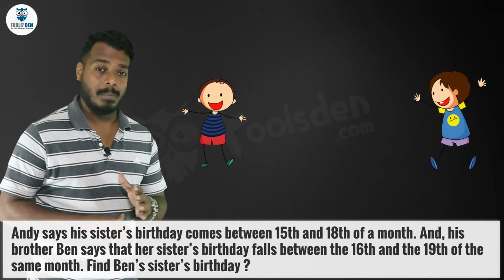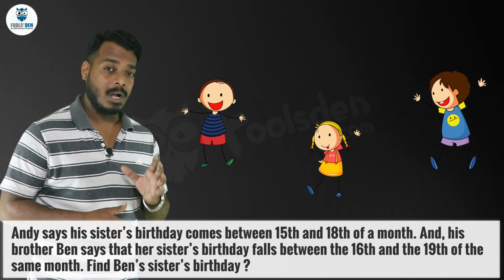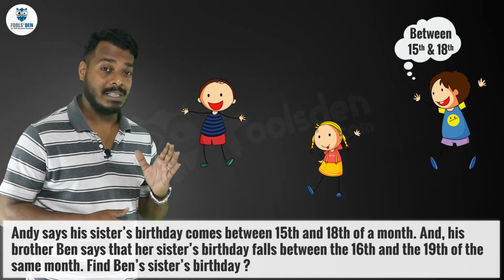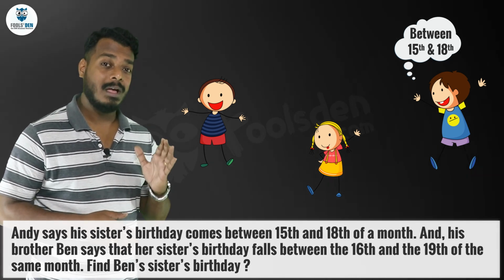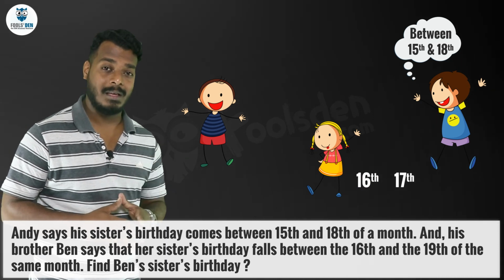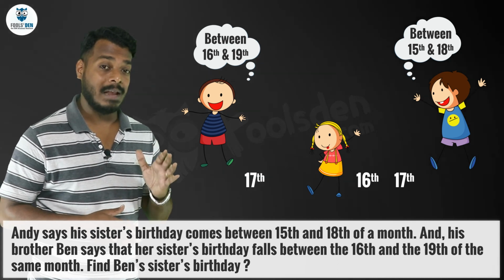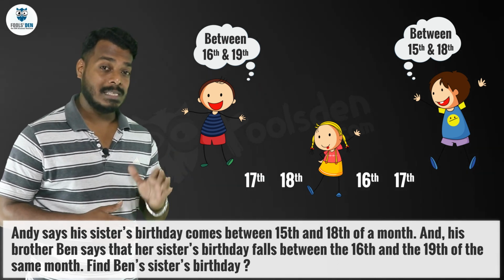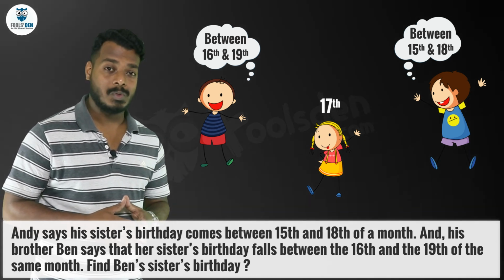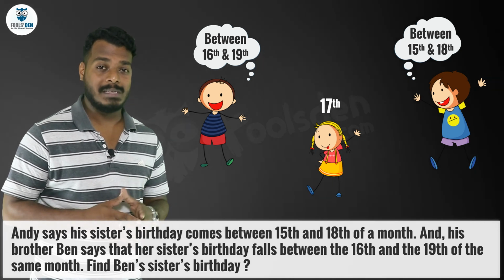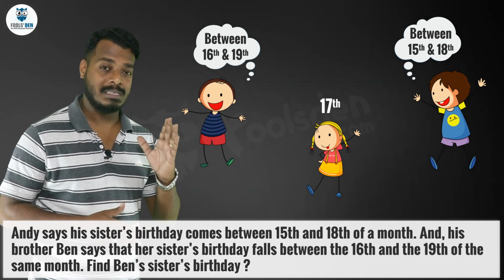See, Andy and Ben, both of them are talking about the same girl, that is their common sister. So according to Andy, her birthday falls between the 15th and the 18th. That means there could be two possible dates, 16th or 17th. And according to Ben, the possible dates are 17th and 18th. Now, which is the common date among the two? It is the 17th of that month. So as they have one common sister and both of them are talking about the same girl, her birthday must fall on the 17th of that month.